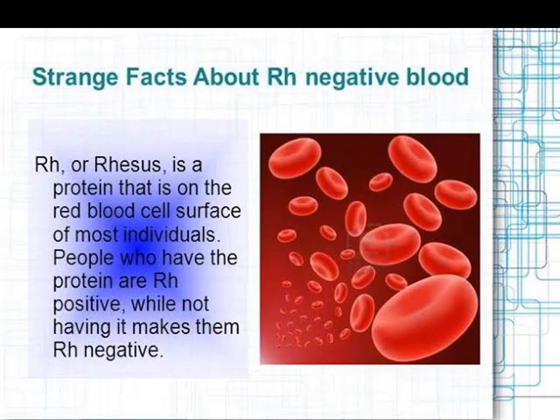Strange fact about RH negative blood. The RH is a protein that is on the red blood cell surface of most individuals. People who have the protein are RH positive, while not having it makes them RH negative.